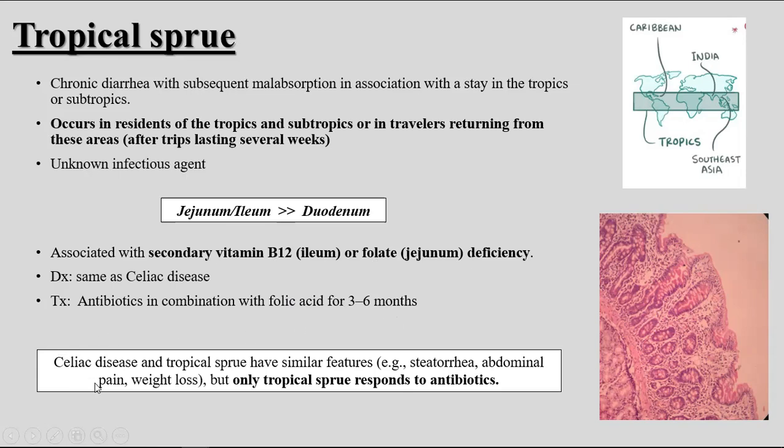So the main thing you have to remember here is that they both have similar features. Celiac disease, which is just sprue, and tropical sprue, they both present with steatorrhea, abdominal pain, weight loss, bloating, flatulence. But tropical sprue, if you actually diagnose it, you can treat it very easily because you can easily treat it with antibiotics. Whereas celiac disease wouldn't really respond to antibiotics.